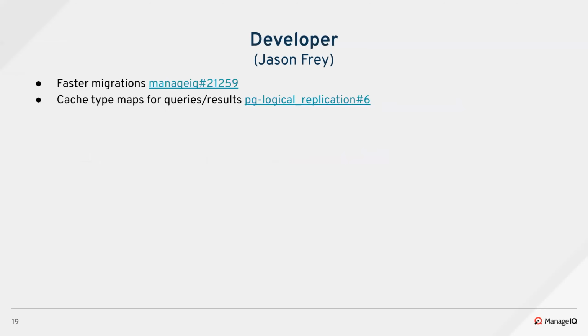Next slide, please. And finally, on the developer side, Joe had a really great change to make our migrations faster, and I'm going to turn it over to him to talk about it. Hello. So just as a summary, ManageIQ supports central administration through remote databases replicating tables to the global. Migration code ensures that the remote databases are migrated before the global.